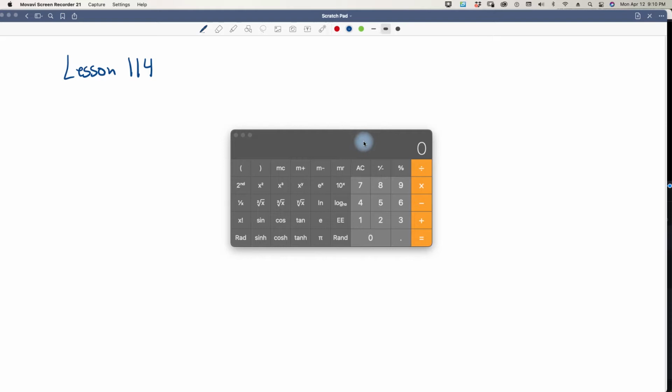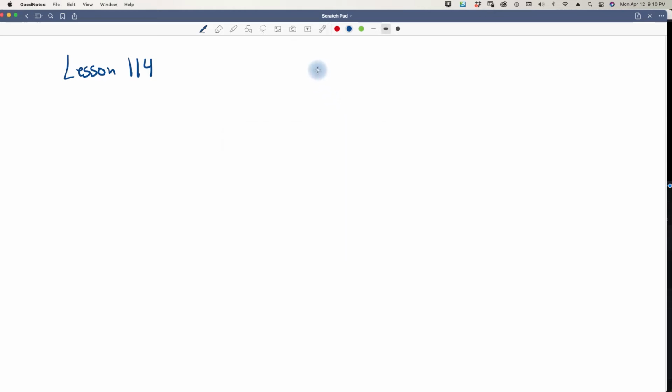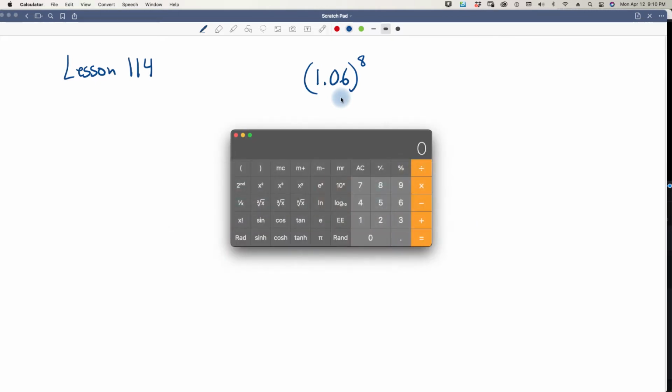Like for instance, if we had 1.06 to the 8th, I really would not want to have to do that multiplication, 1.06 times 1.06 8 times, right? So we can instead use a calculator for that.